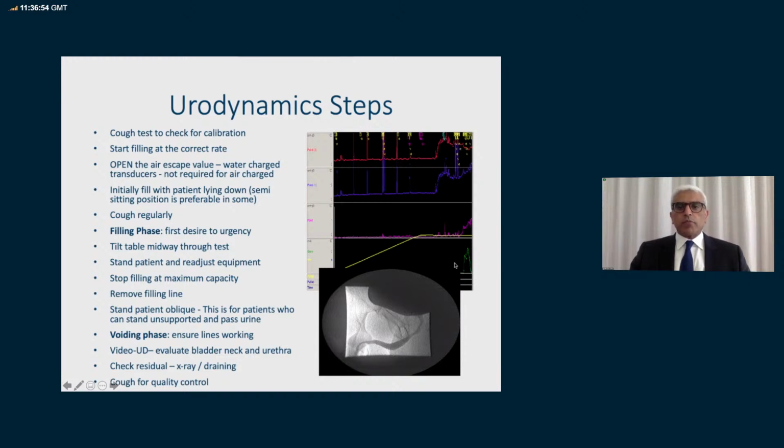And right at the very end, which is probably cut on this slide, one needs to ask the patient to cough so that we have good quality control.